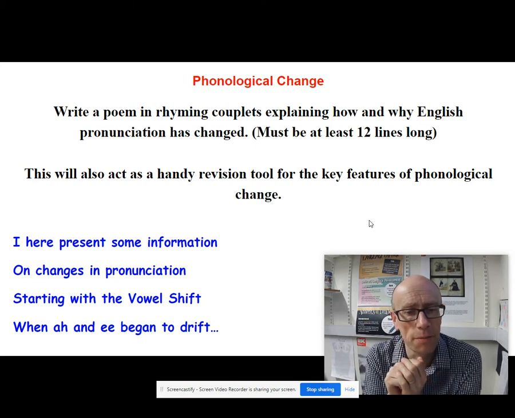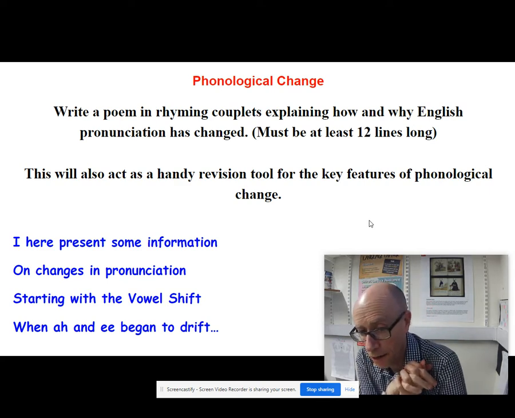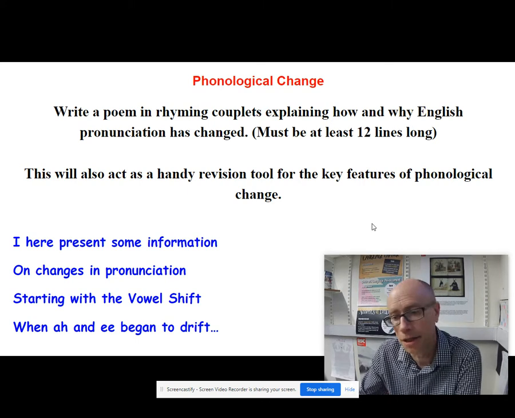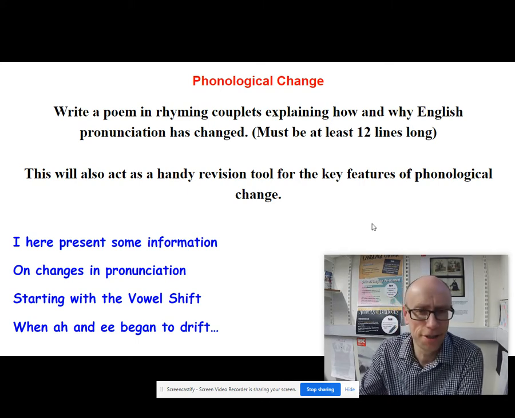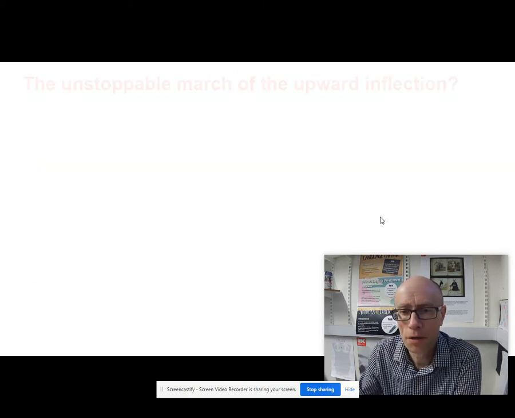There's an example. I here present some information on changes in pronunciation, starting with the vowel shift when R and E began to drift. That's what you're doing. Have a go.